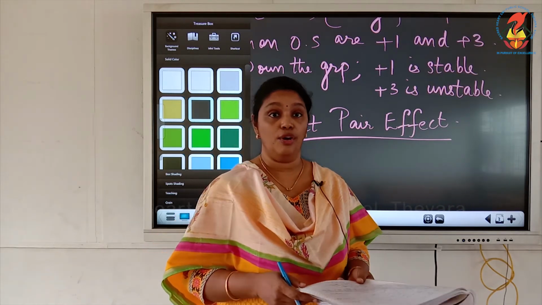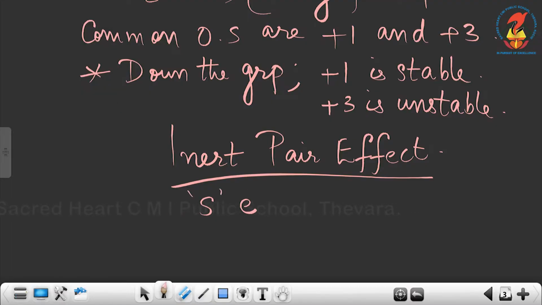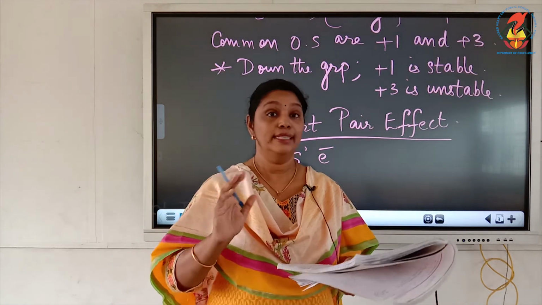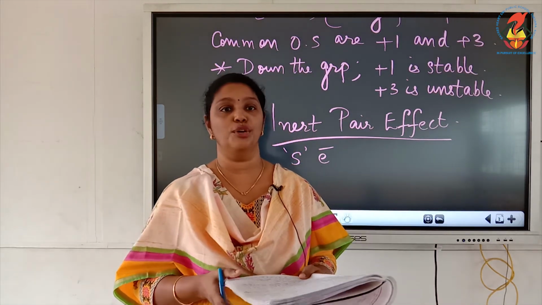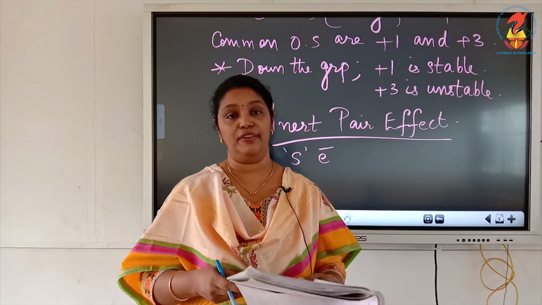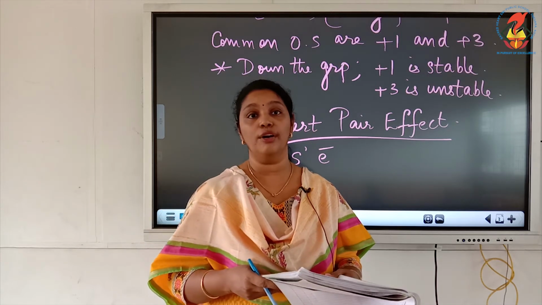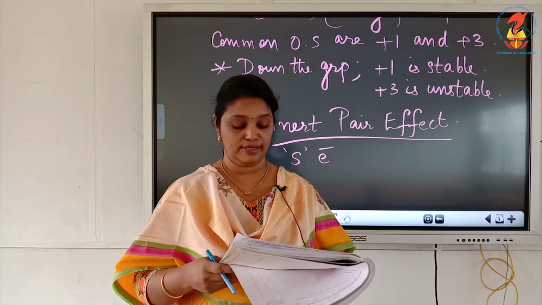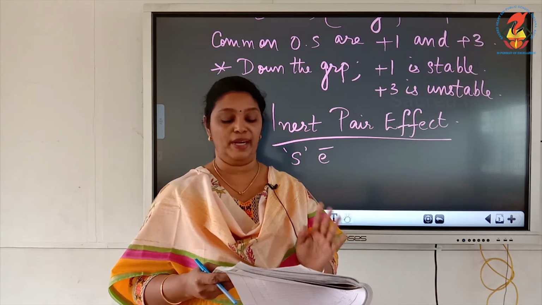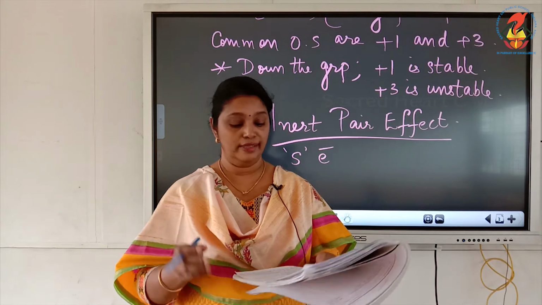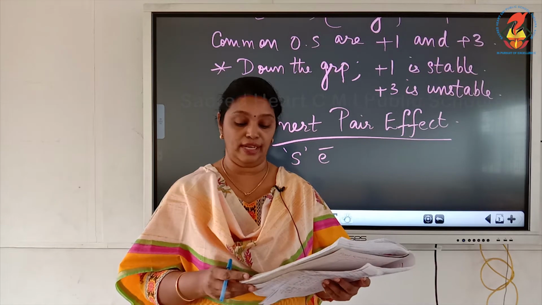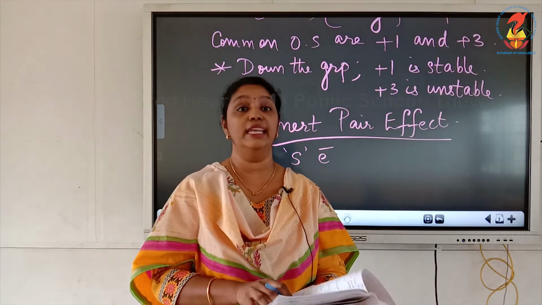The reluctance of s electron, s electron means the electron present in s orbital, to participate in chemical reaction is called inert pair effect, and these inert electrons are called non-bonding electrons. Now, what is the reason for the reluctance of this s electron to participate in chemical reaction? The reason is due to poor shielding of d and f electrons, Z effective increases.